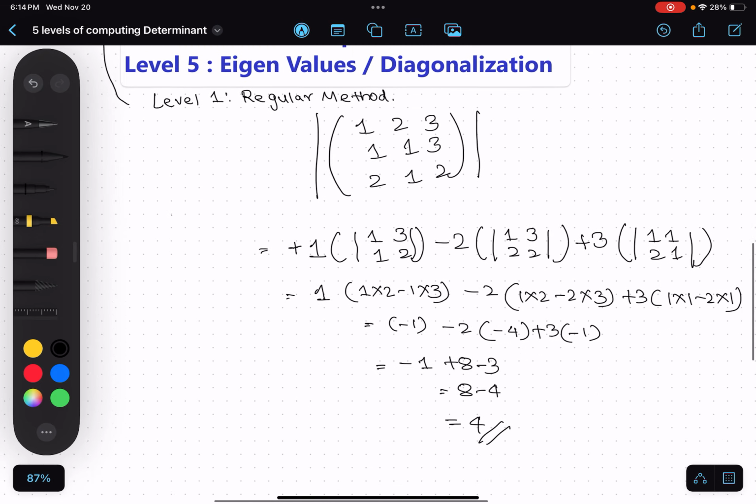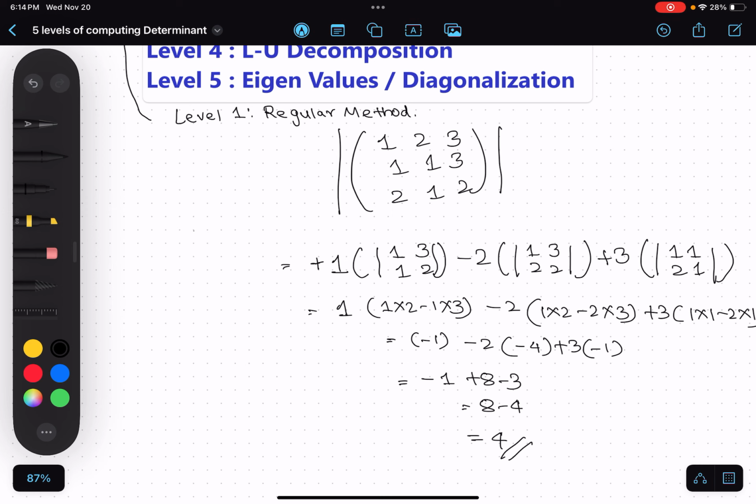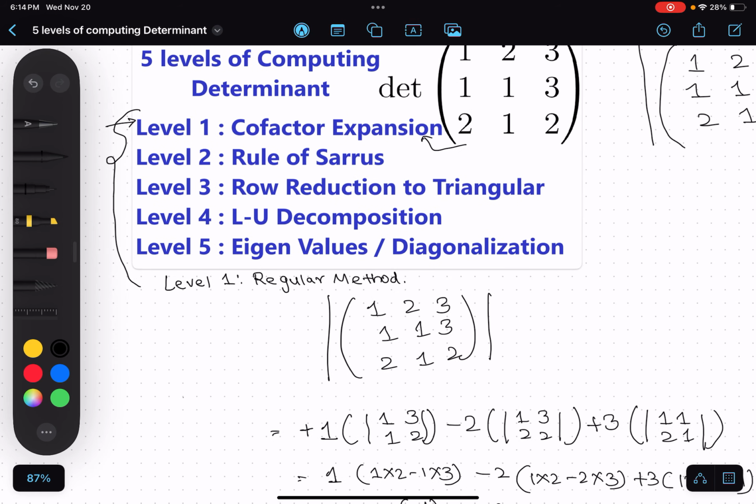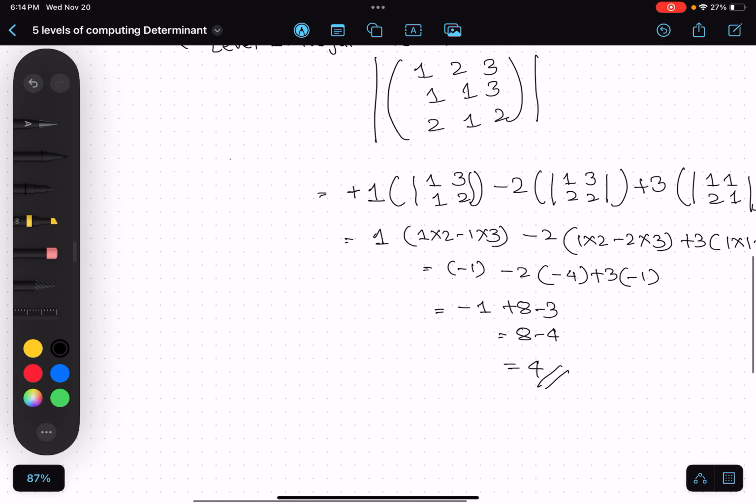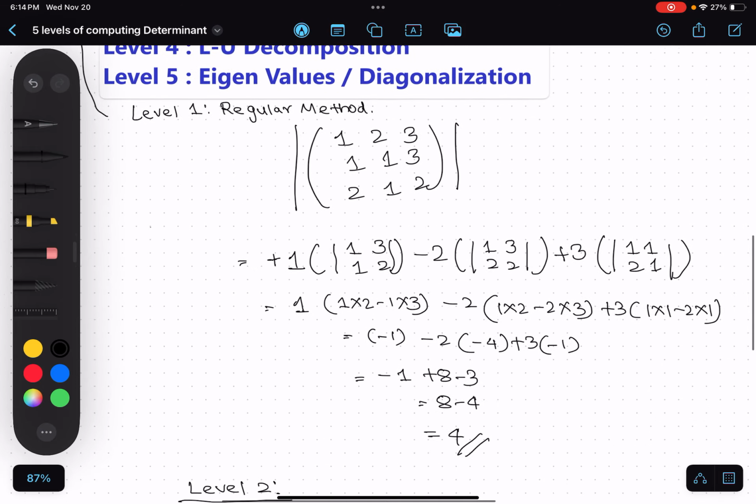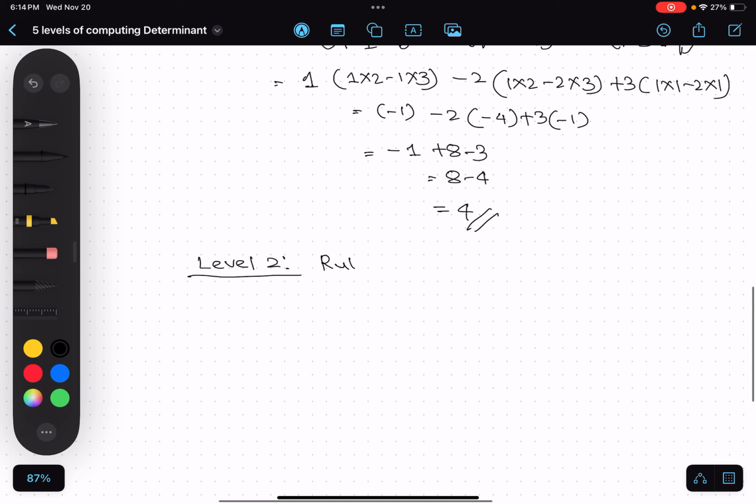Okay, so now the next one is fairly simpler and shorter than this one, which is Sarrus's rule. This rule is based on the same result, but you will be seeing it in a different format. The French mathematician Sarrus came up with this rule. So this rule basically works on the same principle of cofactor expansion. So, rule of Sarrus. Let me show you how this works.